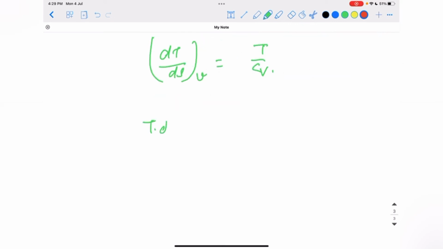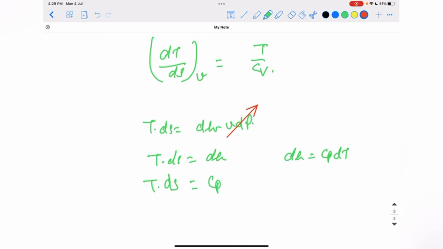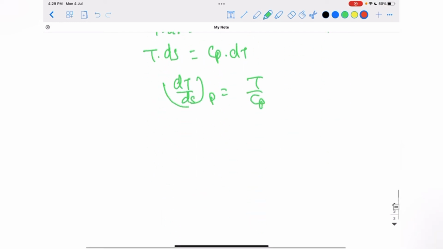Similarly, we have TdS is equal to dH minus VdP. Now for a constant pressure process, this VdP goes to 0 and we are left with TdS is equal to dH. Now I can write this dH as Cp dT. So I can find the slope of the curve, again dT by dS, for a constant pressure process as T by Cp. Now we know that Cp is greater than Cv. This is always true.